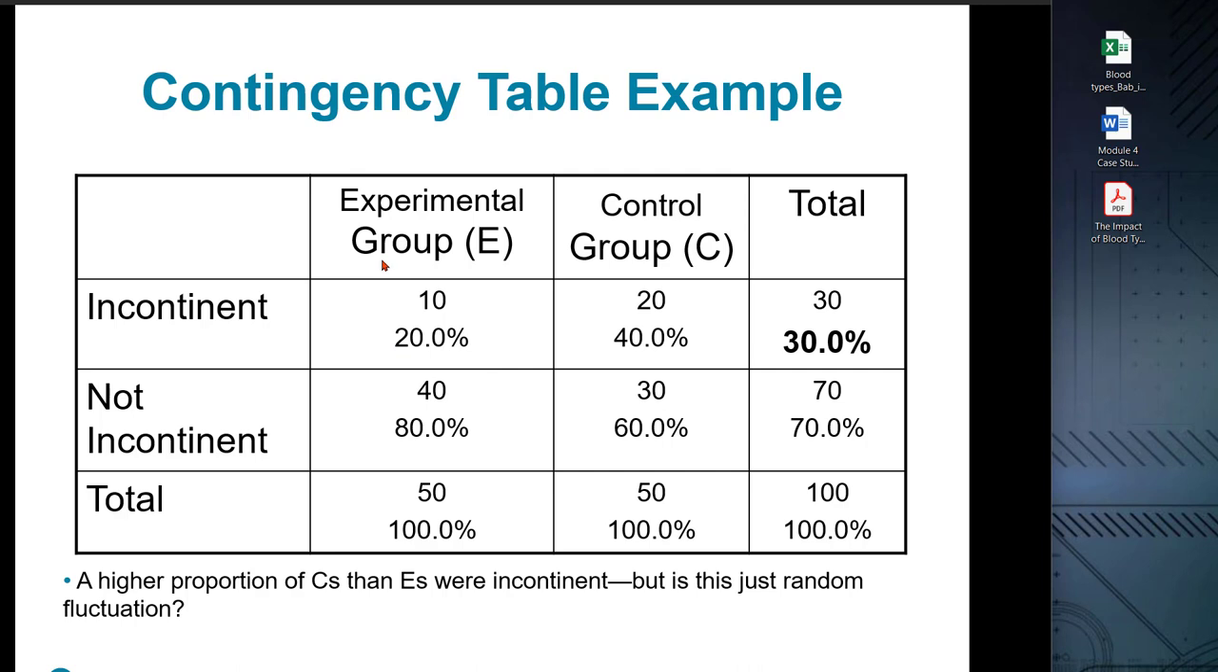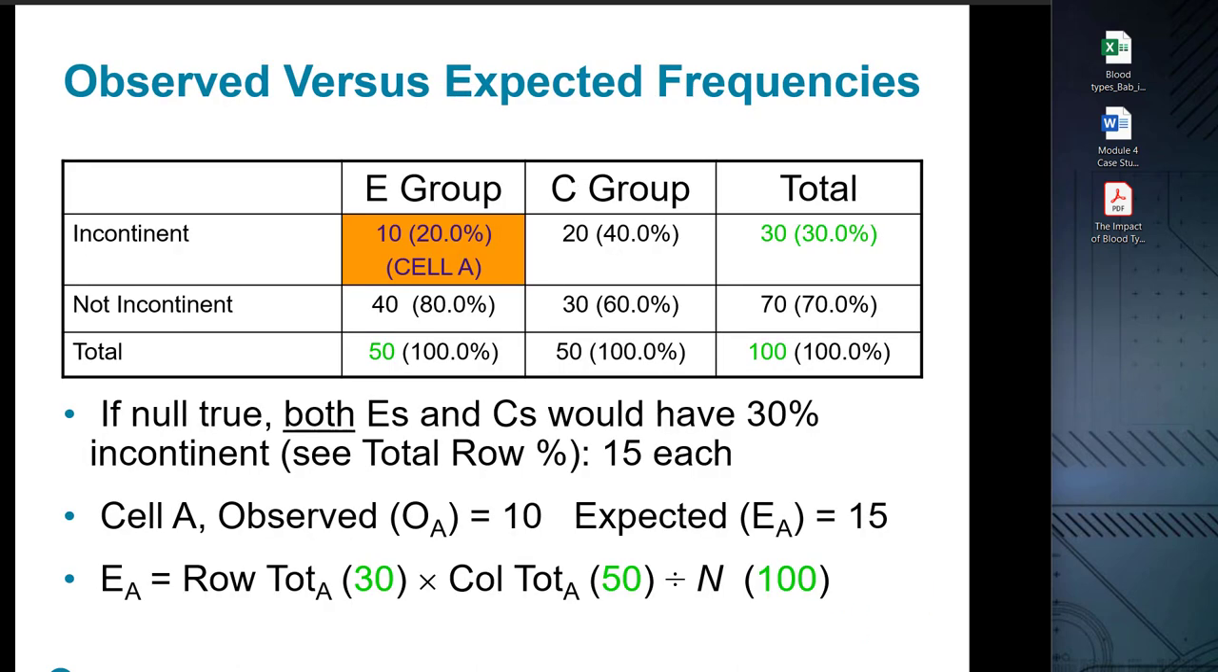But how do we know that is a significant result and not just due to chance? To find out, we have to look at what's called an expected frequency. Here, for the first cell, the expected frequency is the observed frequency for the entire row the cell is in times the observed frequency for the entire column divided by n. So that's 30 times the column total, which is 50, divided by 100, which equals 15. If the null hypothesis is true, we should have 15 incontinent patients in each group, right? That's what the expected count is.